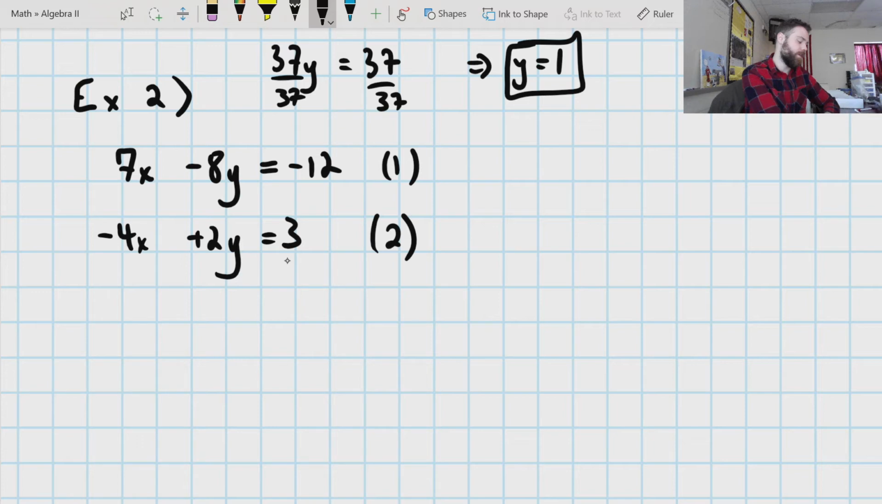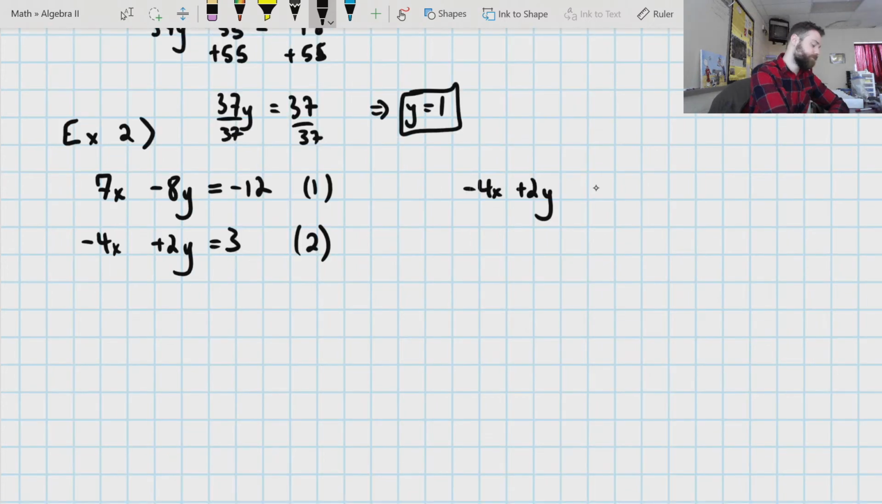So negative 4x plus 2y equals 3. I'm going to add 4x to both sides. So I get 2y equals 4x plus 3. And then I divide every term by 2. So I get y equals 2x plus 3 over 2.